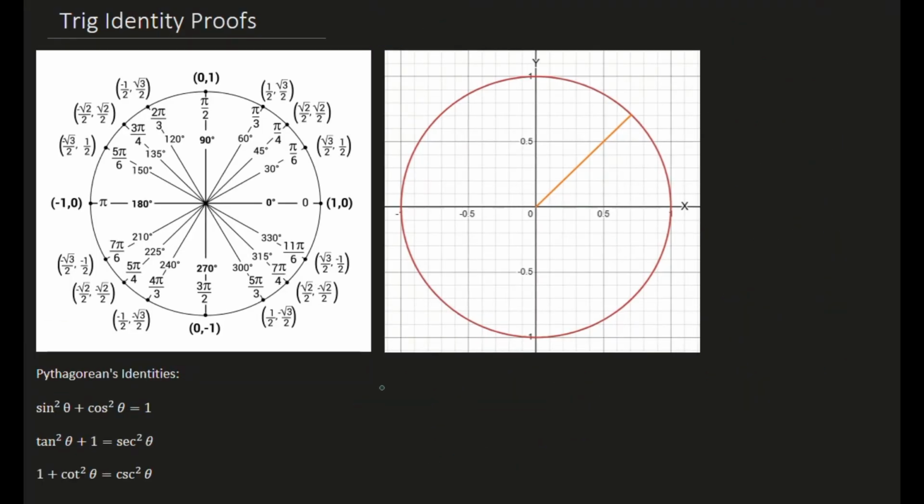Right, and the third Pythagorean identity we're going to talk about is 1 plus cotangent squared equals cosecant squared. So we take the same original Pythagorean identity, sine squared theta plus cosine squared theta equals 1, but instead of dividing by cosine this time, we're going to divide by sine squared. So sine squared theta divided by each term. And this sine squared over sine squared just becomes 1.